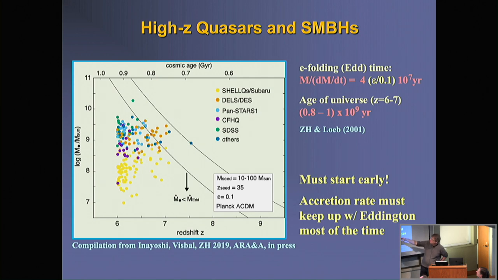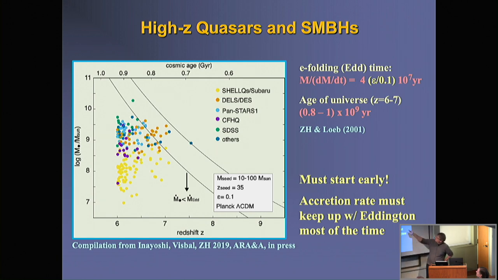And these two curves here show you what mass you would have for a black hole which was formed at redshift 35 from an early star, which left behind a 10 solar mass or 100 solar mass black hole, which grew continuously at the so-called Eddington rate, when the luminosity is always matching the Eddington luminosity.